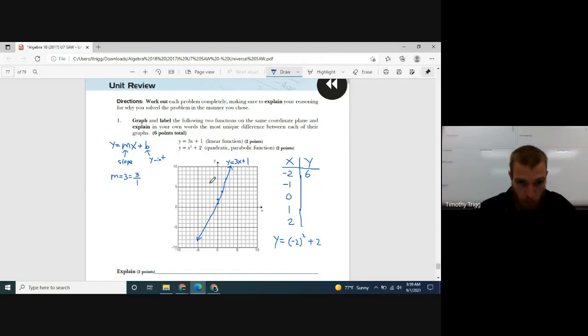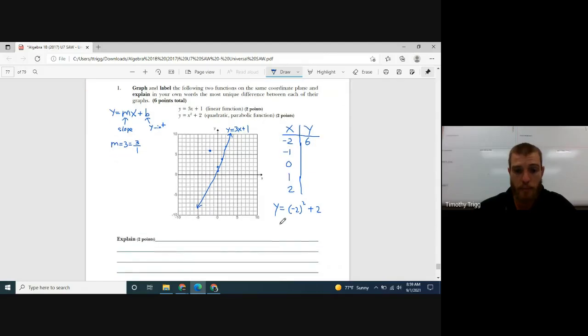So we know that this point, negative 2, comma 6, will be a point on the parabola, a point on the graph. Let's similarly plug in negative 1. y equals negative 1 squared plus 2. Negative 1 squared means negative 1 times negative 1, that's positive 1, plus 2, that's 3. So negative 1, comma 3.